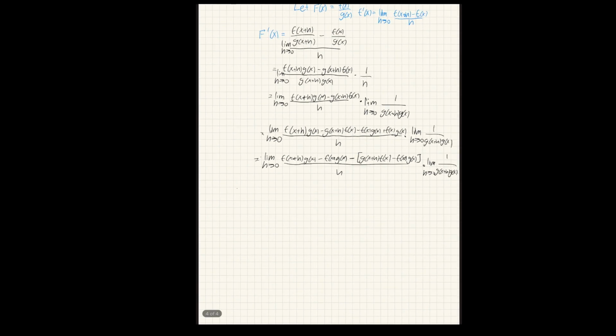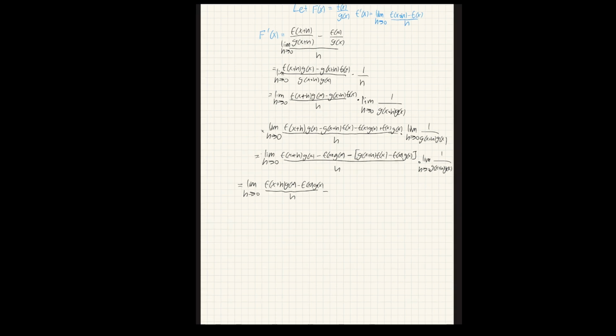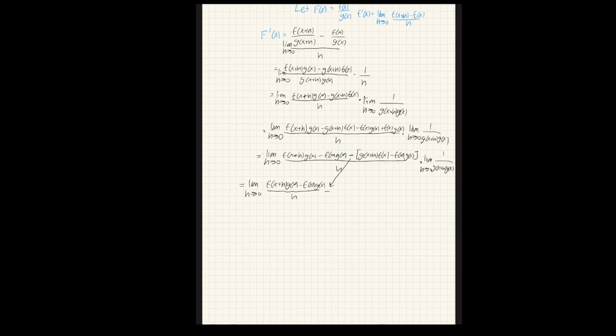Okay, so let's continue moving on. So just keep going with the algebra. This is simple factoring now. So let's split them up actually. g(x) times f(x+h) minus f(x) over h, minus, let's use properties of limits again. This minus sign will be going here, by the way. Let's use properties of limits again to do the same thing. So limit as h tends to 0 of g(x+h) f(x) minus f(x) g(x) over h, times limit as h tends to 0 of 1 over g(x+h) g(x).